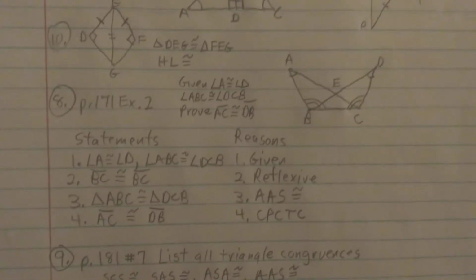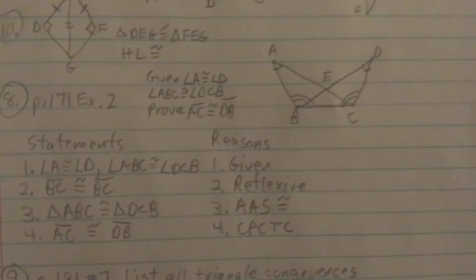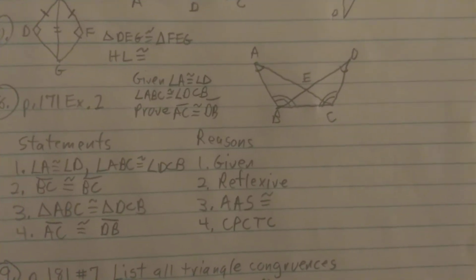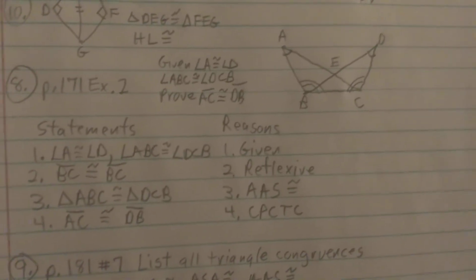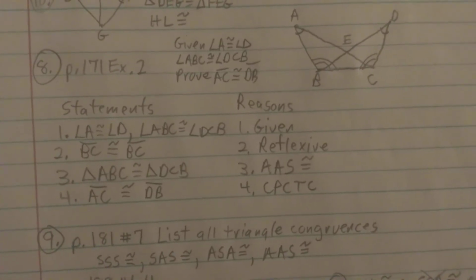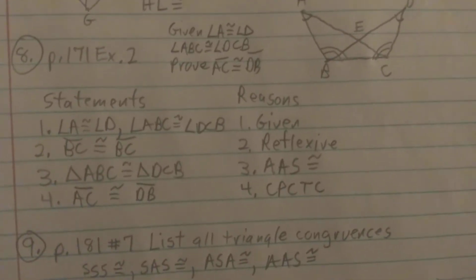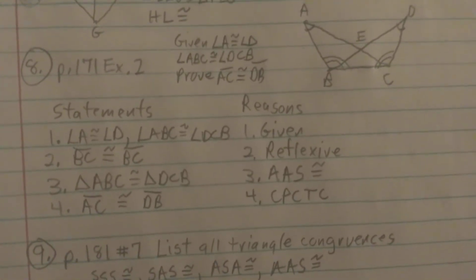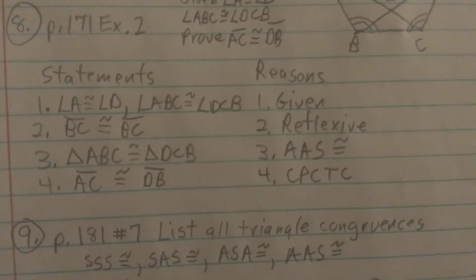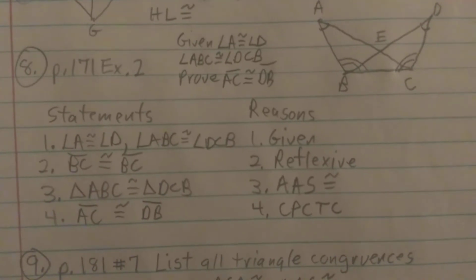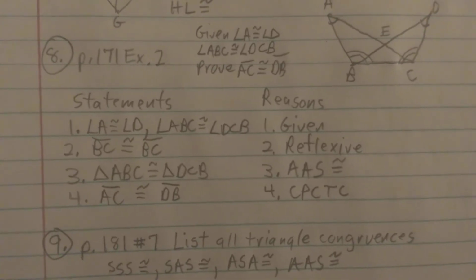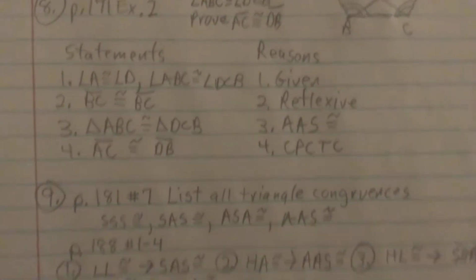Now problem 8 comes from page 171, example 2. Given that angle A is congruent to angle D and angle ABC is congruent to angle DCB, prove AC is congruent to DB. Well, angle A is congruent to D and angle ABC is congruent to DCB, given. Segment BC is congruent to itself, reflexive, and therefore I have two angles and a side. So triangle ABC is congruent to triangle DCB by AAS congruence, and I can get my AC congruent to DB by corresponding parts of congruent triangles are congruent.